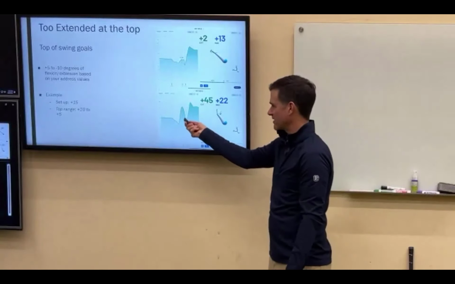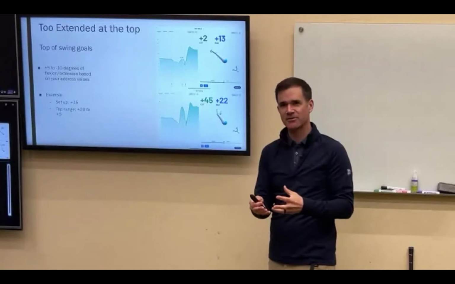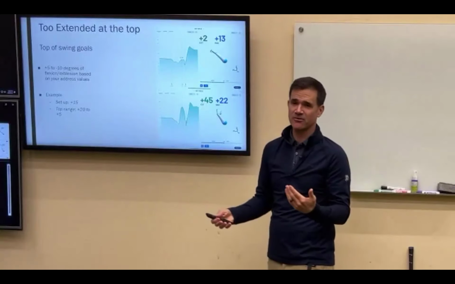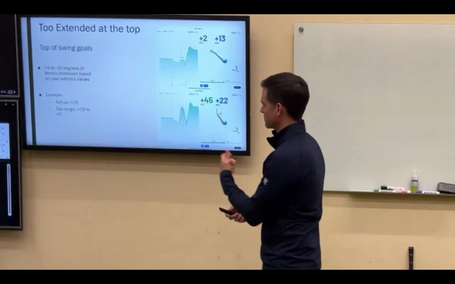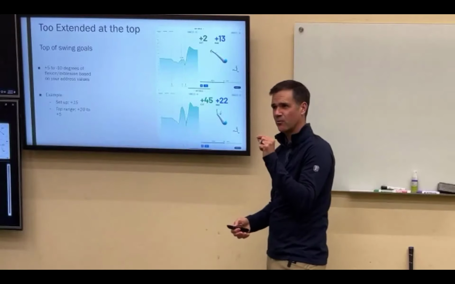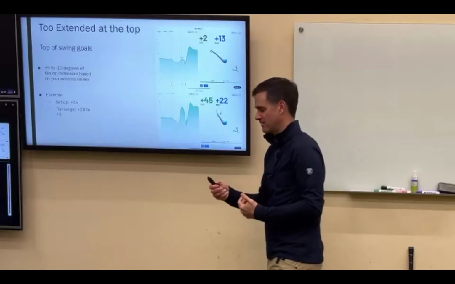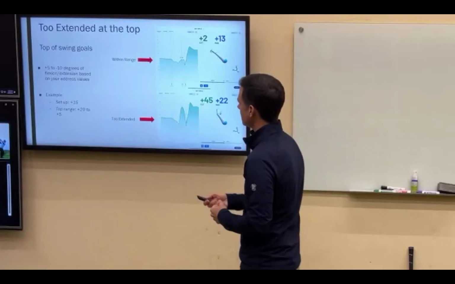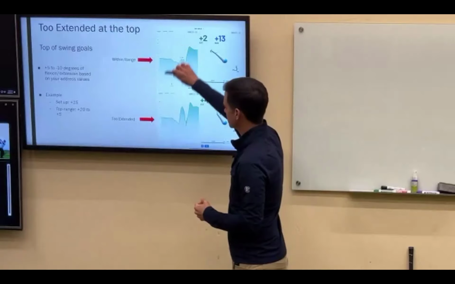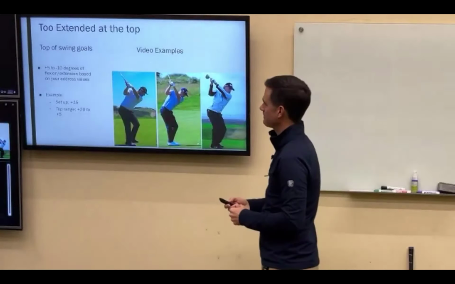So the great thing about the graph is you can get a snapshot of the entire swing all at once, which is harder to do on video. So that's one of the reasons I love 3D. You can see the whole swing at once, and you can see which area is most likely causing the other dominoes to be out of whack. Okay, so within range, it's pretty close to the same. Out of range, it's going to be dramatically above.